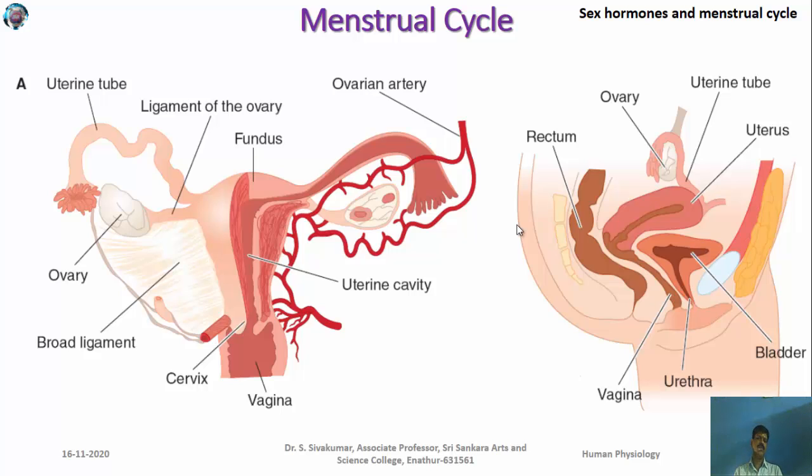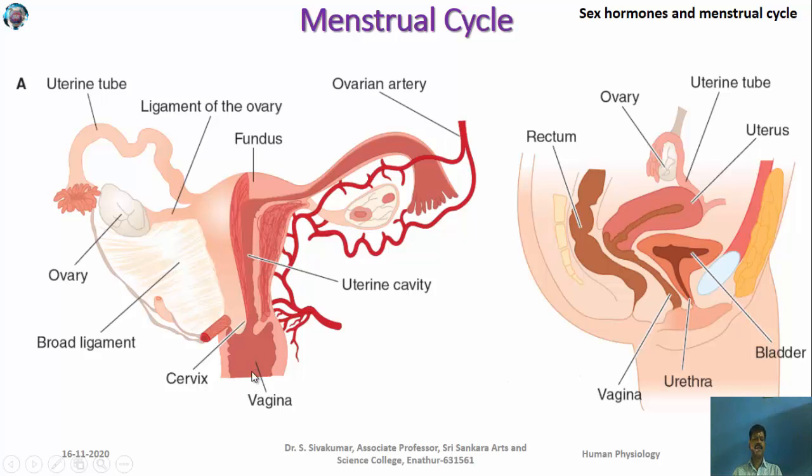Now we are moving to the next phase of our section, that is the menstrual cycle. This menstrual cycle is mostly for indicating a female. Whenever we talk about the menstrual cycle, we should know about the female sexual organs and the structure of the female sex hormones. Then only can we understand this menstrual cycle.